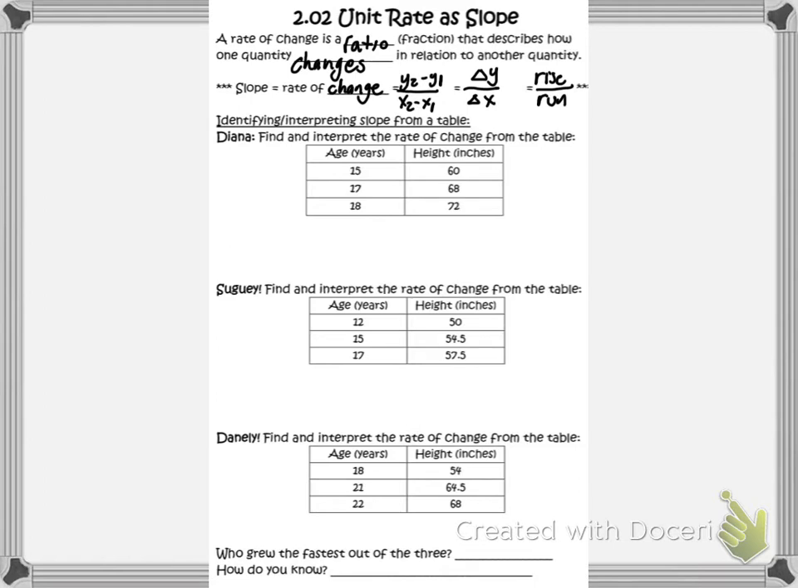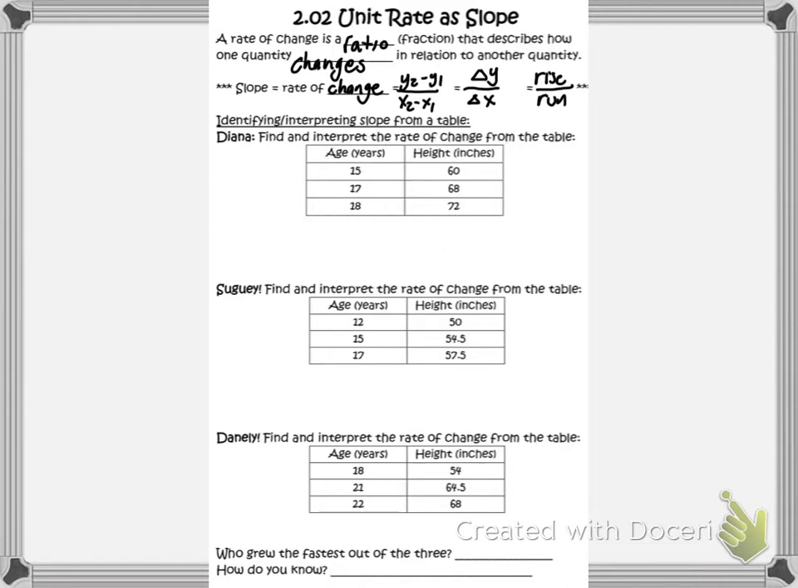Alright, so we have some tables. We're going to go ahead and find the rate of change and make sense of the rate of change, right? Because the rate of change is a really great way for us to find information about something. So on the first table, we have Diana. And here's Diana's age on the left side, and here's her height on the right side. Right? And we're going to find her rate of change.